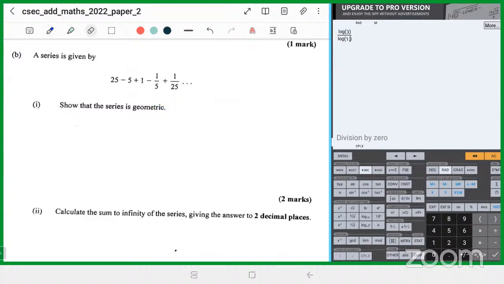They're looking for a common ratio. They say it is geometric. They are looking for a common ratio, to show that there exists a common ratio between all the values. So what the common ratio is, to go from value to value, is pretty obvious.